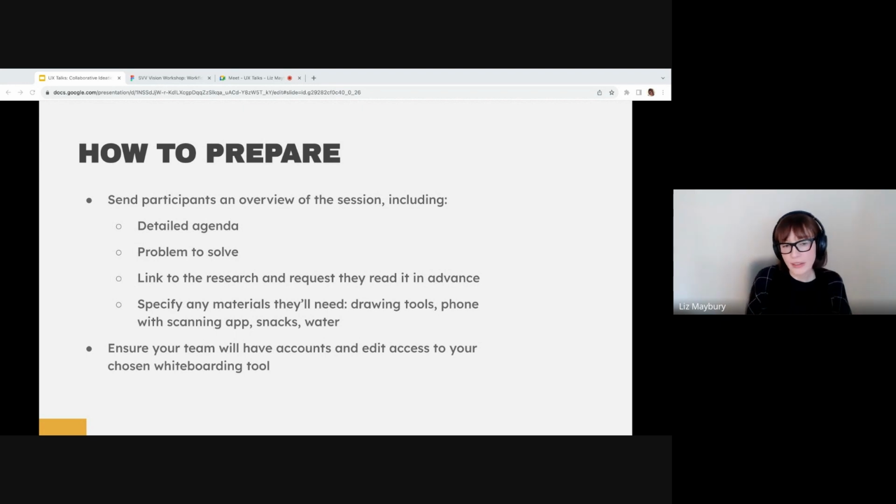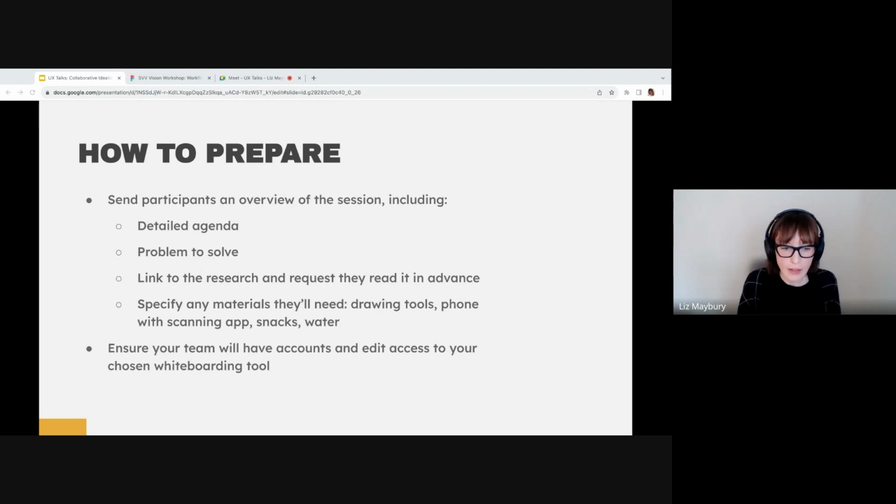And it's really important that you request they read that in advance. People need time to let that sit in their subconscious and let the ideas percolate a little bit. That's definitely feedback I've heard over the years as well, that people really appreciate that. They take ideation seriously. They take this opportunity to give their input seriously, and they want to be able to do the best they can. So do make sure you give them at least a few days to do that.